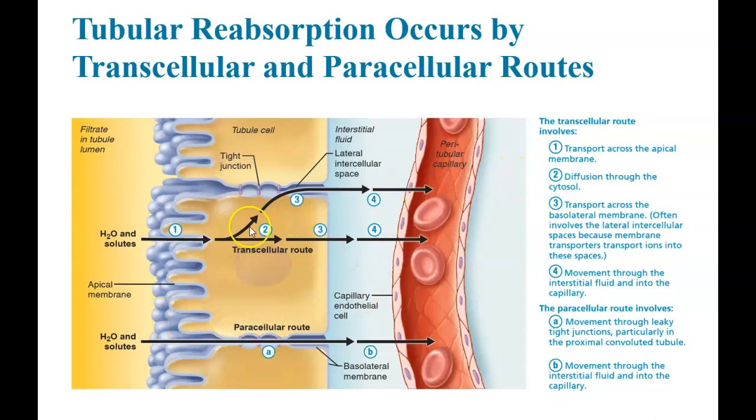So if we start here, there's going to be either water or solutes moving across the apical surface of the membrane. Apical meaning like the top. Then it diffuses through the cytosol, the inside of the cell here, or the fluid portion of the inside of the cell. And then it goes across the basolateral membrane. It enters into the interstitial fluid. And then from there, it makes its way into the capillary.